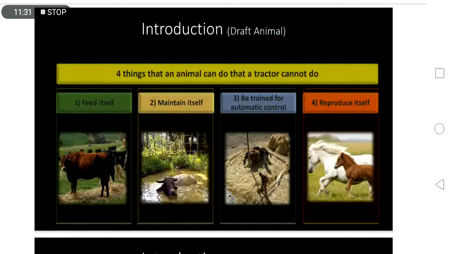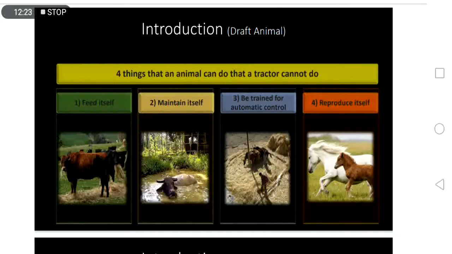So last, number four, they can reproduce themselves. So the draft animal can reproduce itself. This is the main difference between the tractor and the draft animals. When we say they can reproduce themselves, it means they have the capability to have offspring. So let's say, for example, in the first month you have two horses, female and male, and as time goes by, they can have offspring, so the number of your horses will increase.